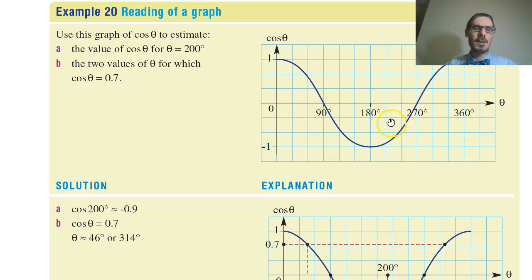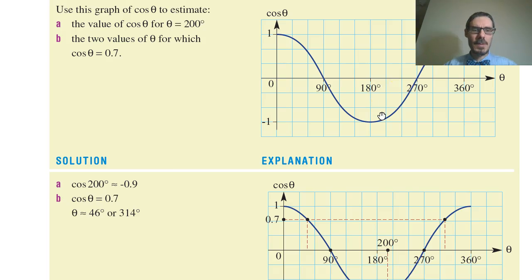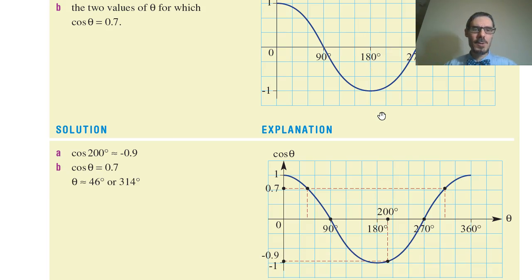So first, cos of 200. Well, you just work out where 200 is on the graph. Might even be easy to look at their version. Work out where 200 is on the graph, go down to the graph and read off its value. It's just below -1. Well, above, below, just greater than -1. We'll make it -0.9.